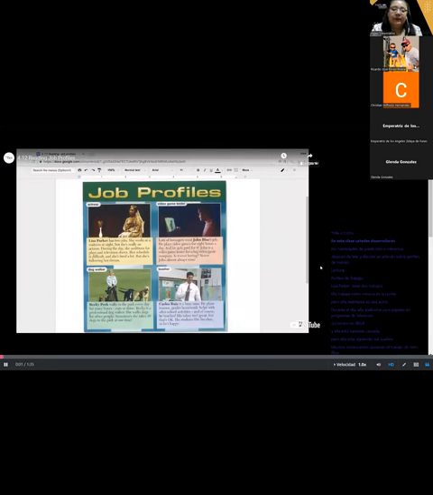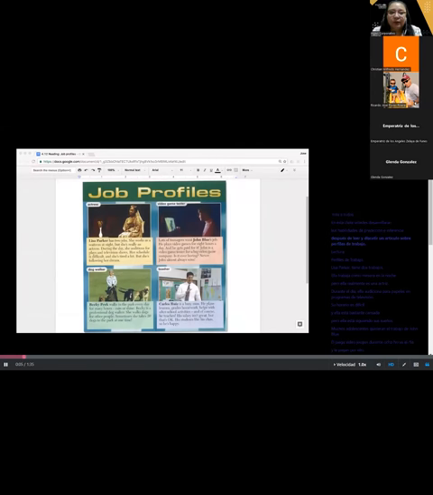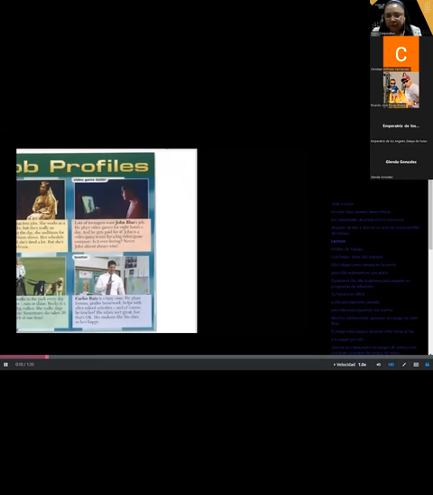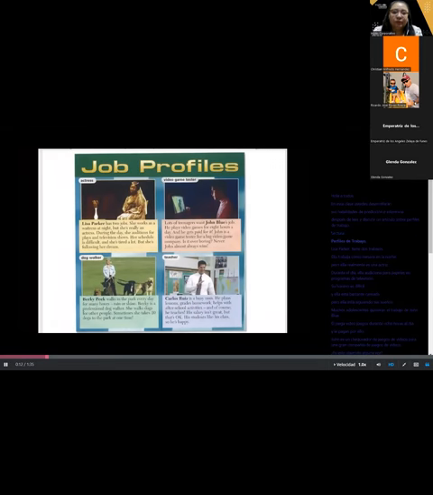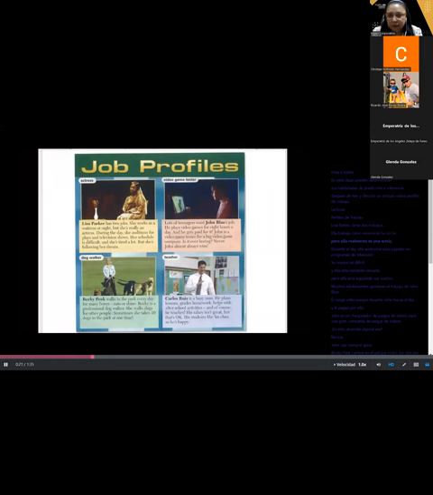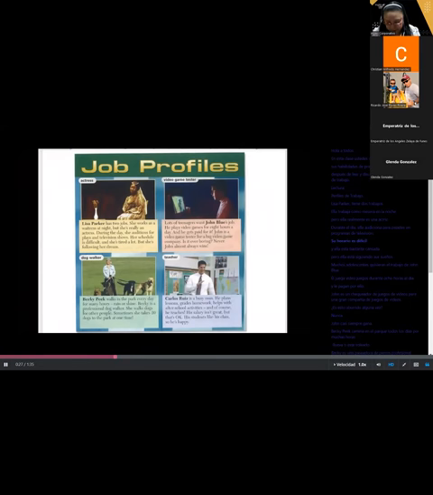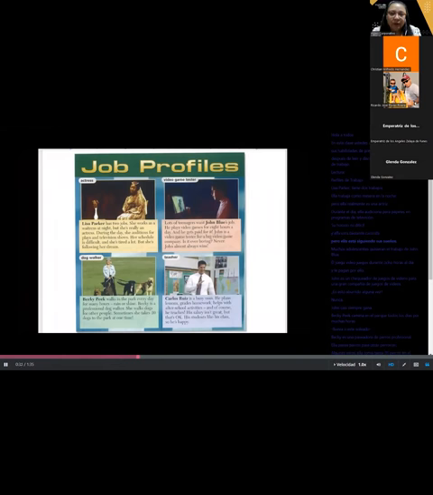Hi, everyone. In this class, you'll develop prediction and inferencing skills after reading and discussing an article on job profiles. Reading. Job profiles. Lisa Parker has two jobs. She works as a waitress at night, but she's really an actress. During the day, she auditions for plays and television shows. Her schedule is difficult, and she's tired a lot, but she's following her dream.